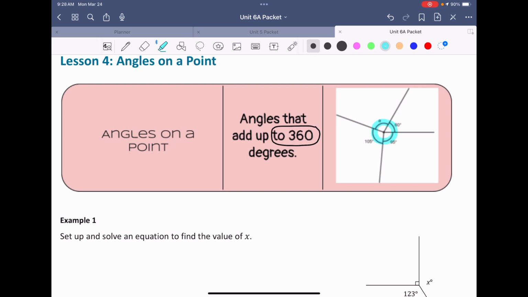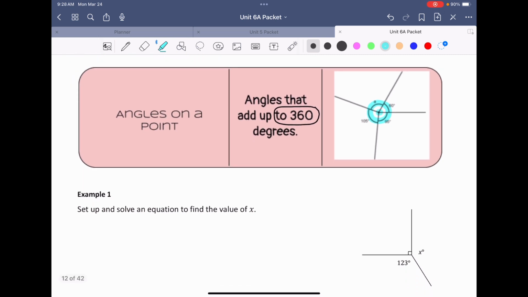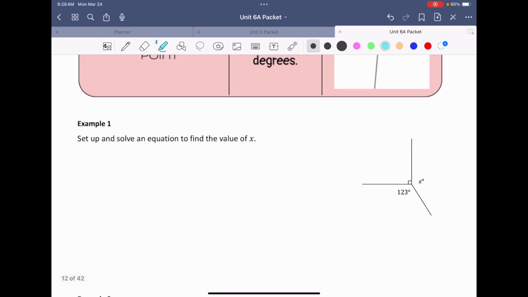So if we look at this little example, we have 4 angles. They're all centered around a point, and they're creating a circle. Now a circle has 360 degrees. So all of those, no matter how many angles there are, will always add up to 360. So let's go ahead and try example 1.